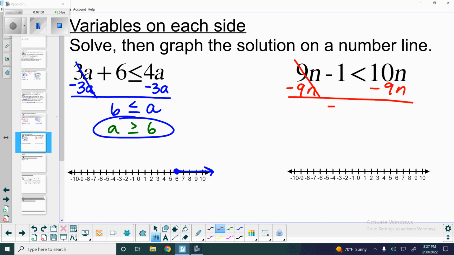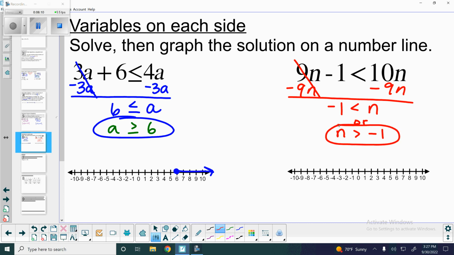That will cancel and leave me with negative 1 is less than n, or just n. And again, you're welcome to flip that around. Switch the n and negative 1, but then also make sure that the symbol continues to point at the same thing. So you're also going to flip the symbol around.